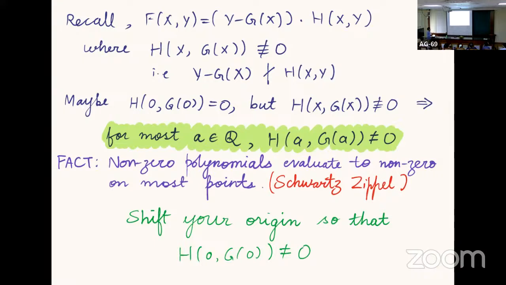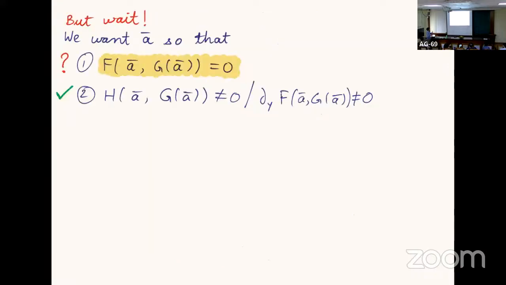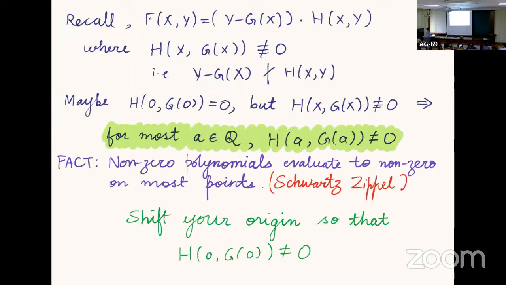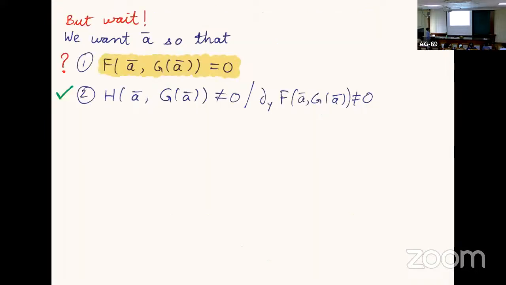set that shows up. But this is still not quite good enough for what we want, because not only did we want that this a comma g(a) should be non-zero for h, but it should still be a root of the original polynomial. It's possible that the shift that you find here doesn't work to ensure that it's still a zero of the original polynomial.